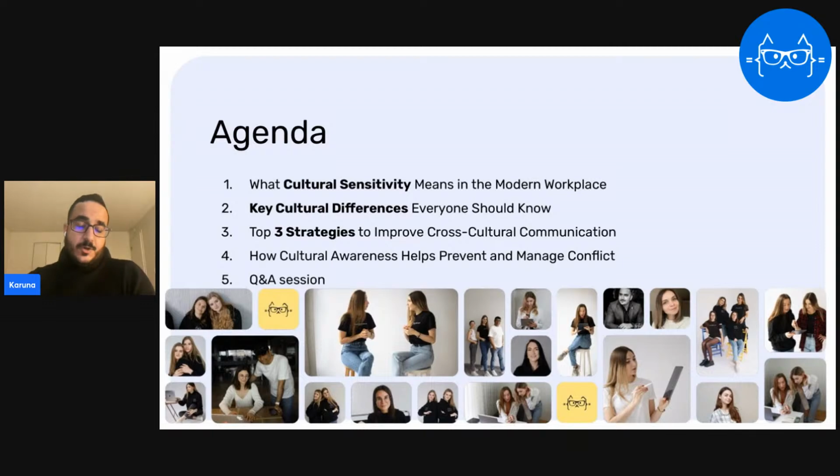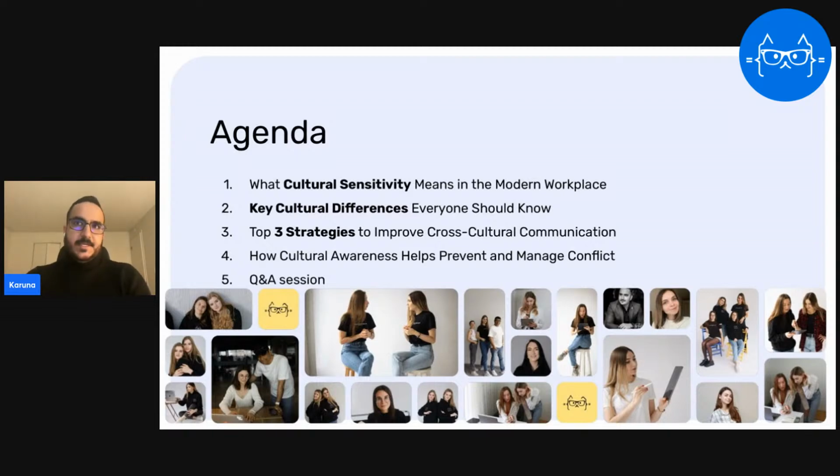What we're going to cover. We're going to cover what cultural sensitivity means in the modern workplace, what that entails. We will discuss key cultural differences that are good to keep in mind when you're dealing with your colleagues and clients. And we'll also cover some strategies to help you improve your cross-cultural communication, right?